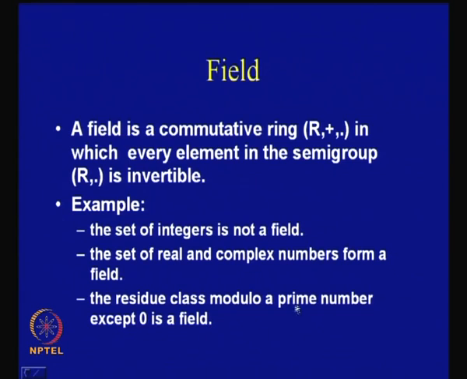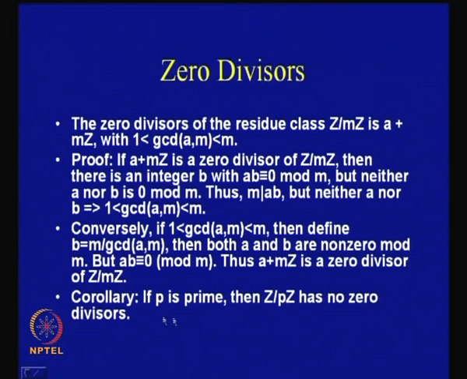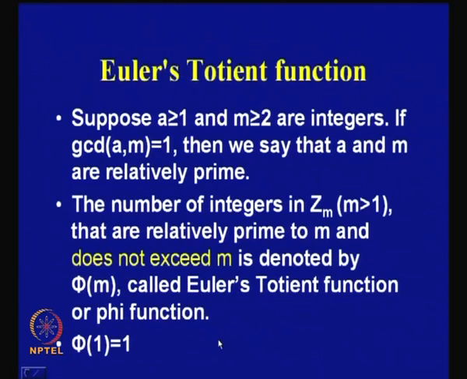Because of this particular result, if p is a prime, then Z/pZ will have no zero divisors. So that automatically implies that this is not a field.